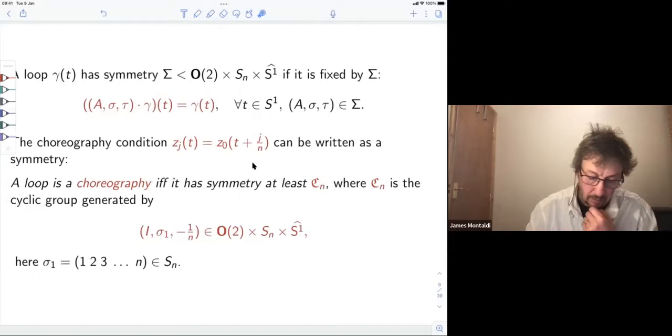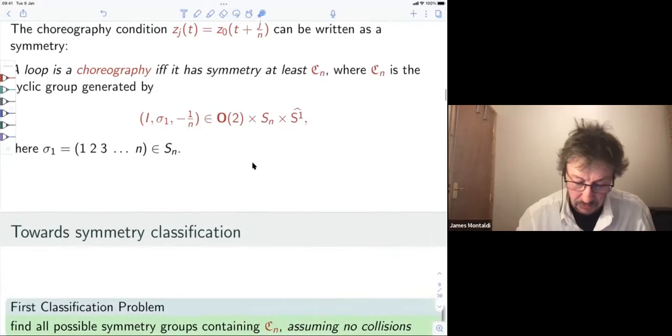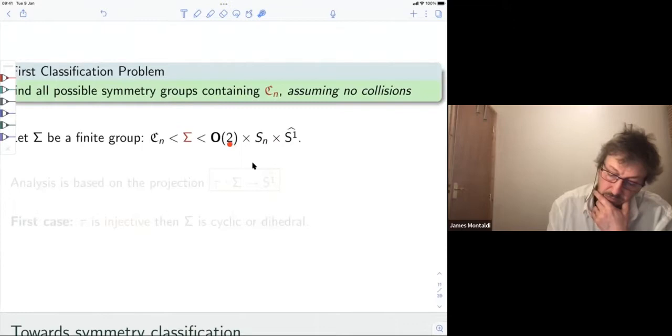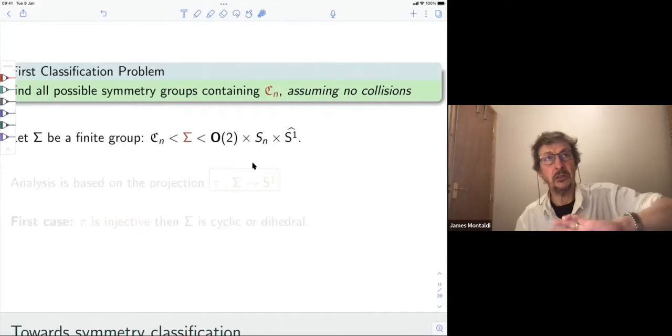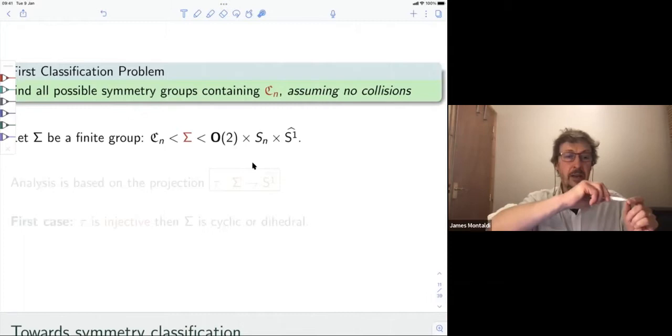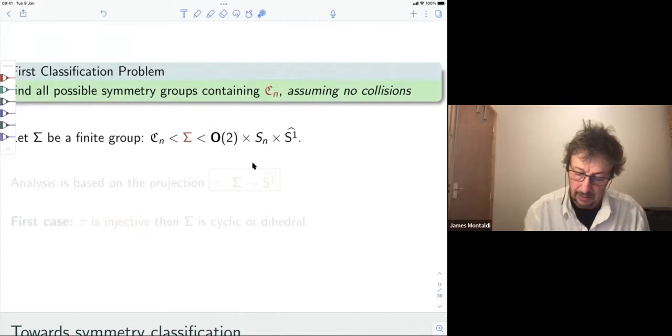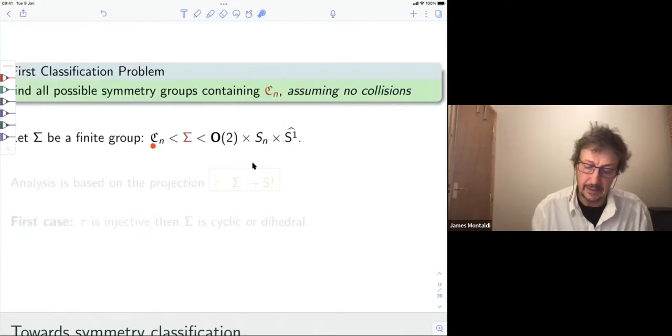So the question that arises about understanding the symmetry groups is to find symmetry groups. A symmetry group is a subgroup of the full symmetry group, O2 across the permutation, the symmetric group across S1 hat. The hat means you can reverse time as well. If we think of the figure eight motion, Z1 was at the left-hand end and it was going up. If you reverse time, it would be going down, which is just the reflection. So that would be a symmetry, time reversing together with a reflection. We want symmetry groups that contain this choreographic symmetry. In other words, the curve is a choreography and is contained in the full symmetry group, of course.